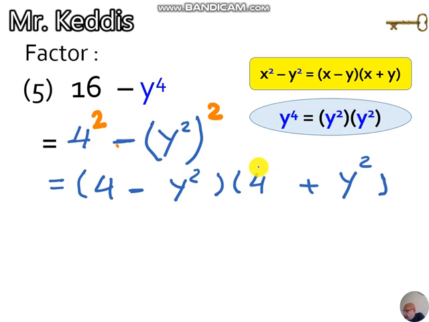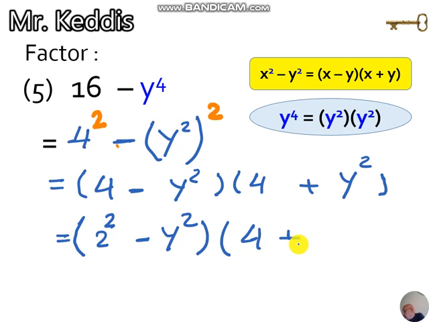This one means 2 squared. This is the sum of two squares. I cannot factor this. But this one is 2 to the 2nd power minus y squared. This is the difference between two squares. I still can factor this. Equal under equal, 4 means 2 to the 2nd power, 2 squared, minus y squared, times 4 plus y squared.